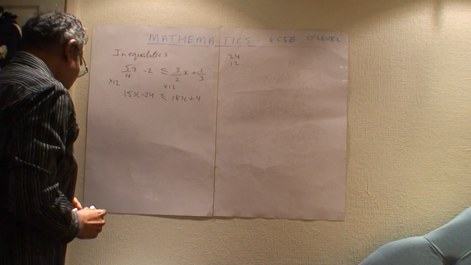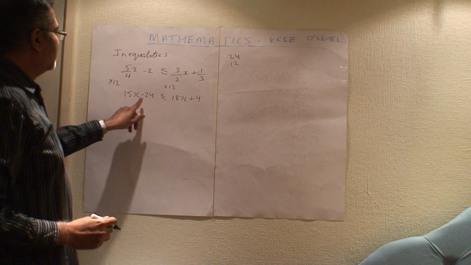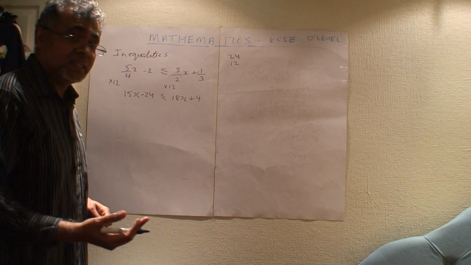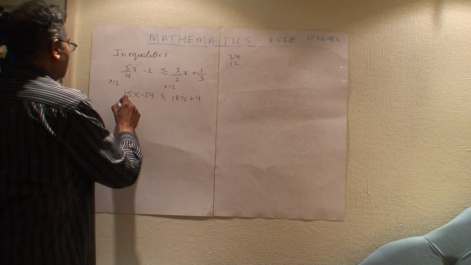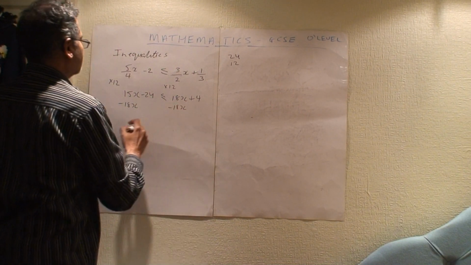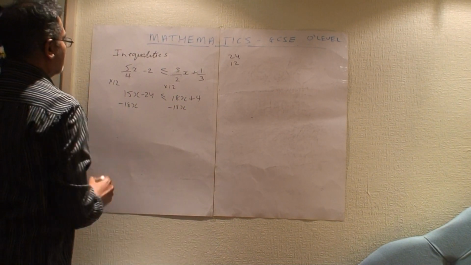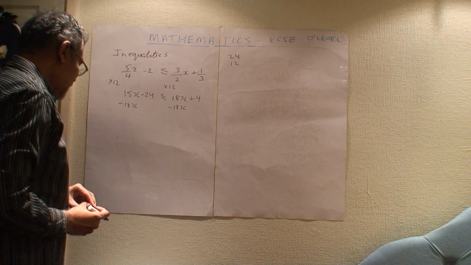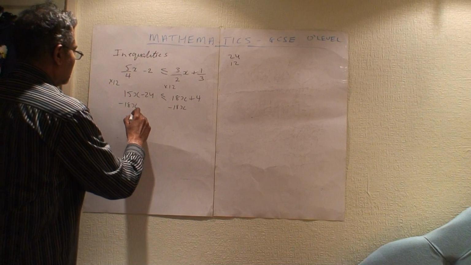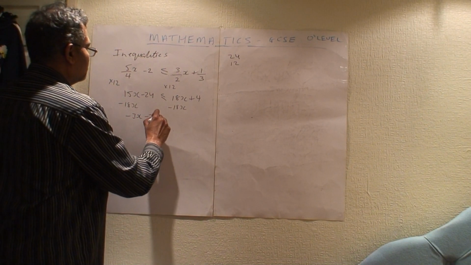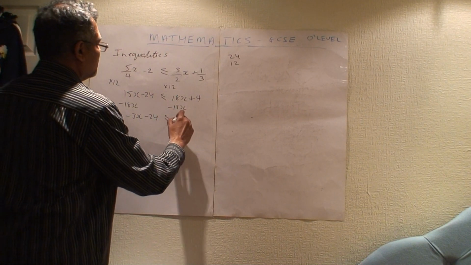Now we have an 18x there. We want to get rid of this 18x, so let's get rid of it on both sides. Minus 18x on both sides. So 15x minus 18x gives us minus 3x, minus 24 less than or equal to 4.